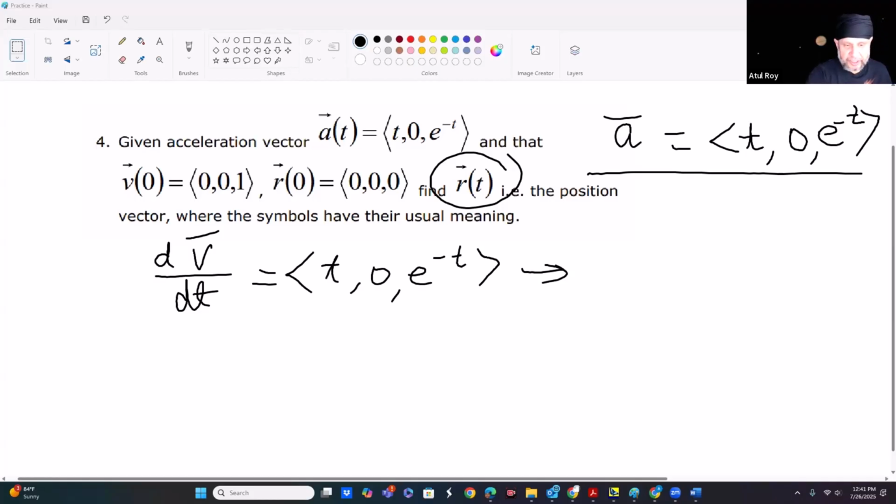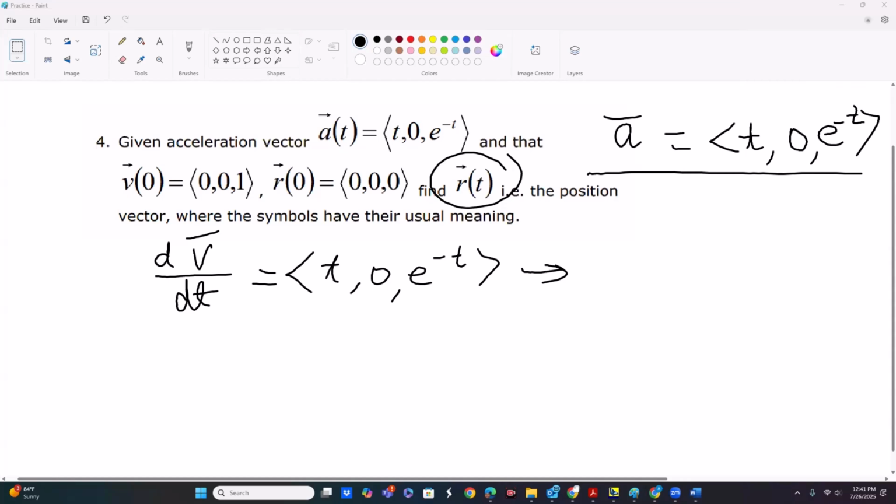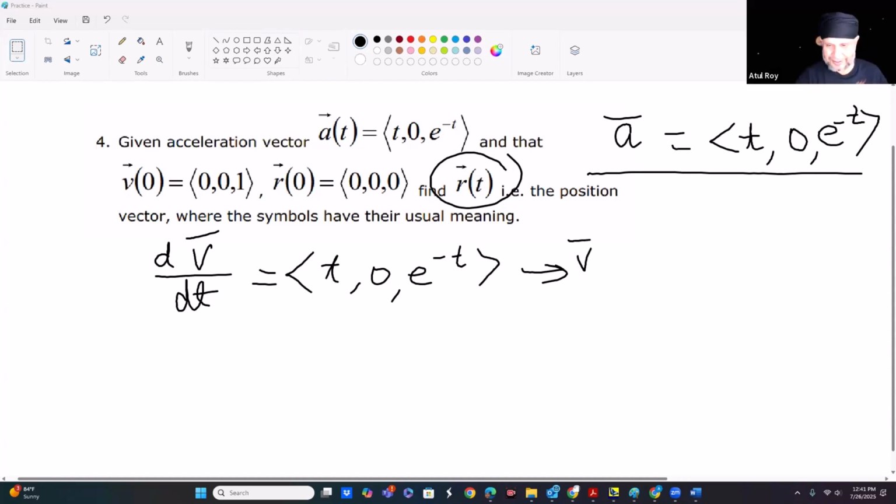So how would we get V? We will go ahead and do what? Any three of you, just give me a suggestion. How would I get V from the derivative? Take the integral. Yes, take the integral, right?